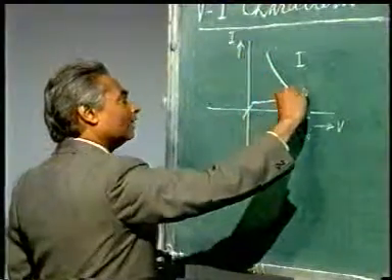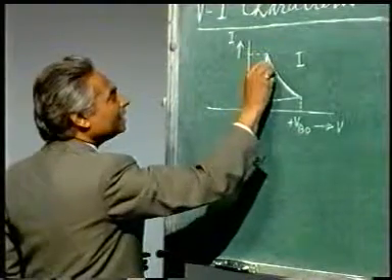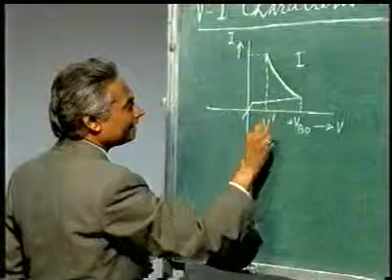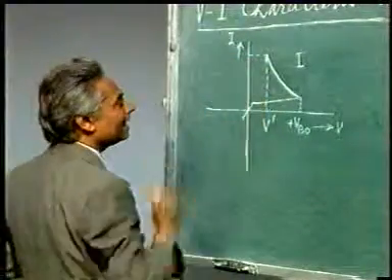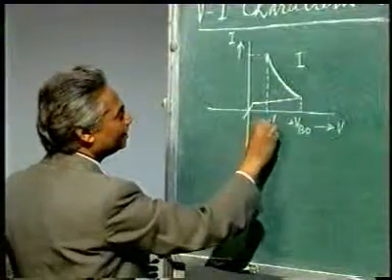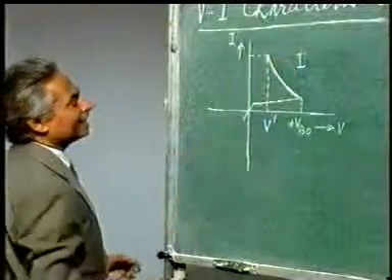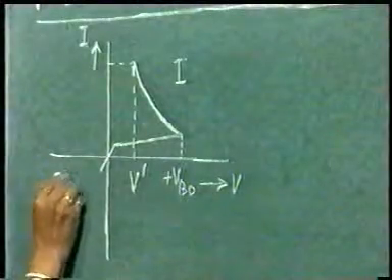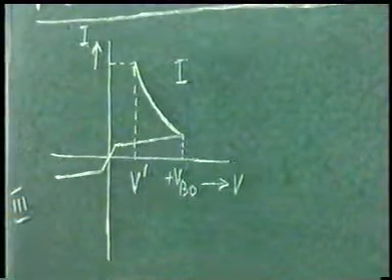The current starts flowing, but correspondingly the voltage at this point, say V dash, is very small. The current here is very high, but the voltage at this point is very small, say denoted by V dash. This is the first quadrant characteristic of the diode. Now, let us see the third quadrant characteristic. This is the third quadrant characteristic.